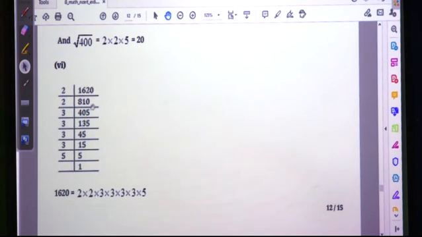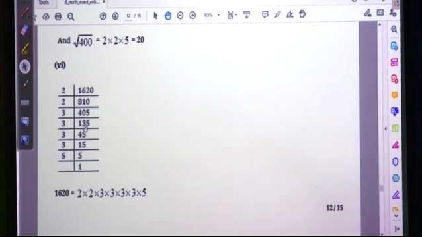1620. 2 8s are 16, 2 1s are 2, 0 as it is. 2 4s are 8, 1 which is smaller than 2, hence 2 zeros, and next value is 10, 2 5s are 10. 3 1s are 3, 1 remaining carried forward. Next value is becoming 10, 3 3s are 9, 1 remaining, next value becomes 15, 3 5s are 15.